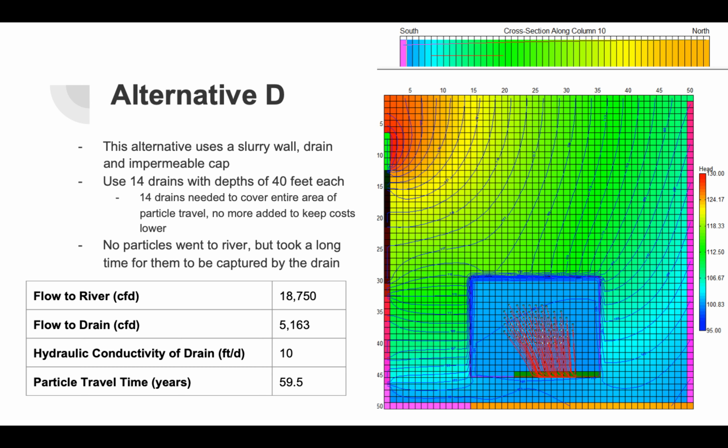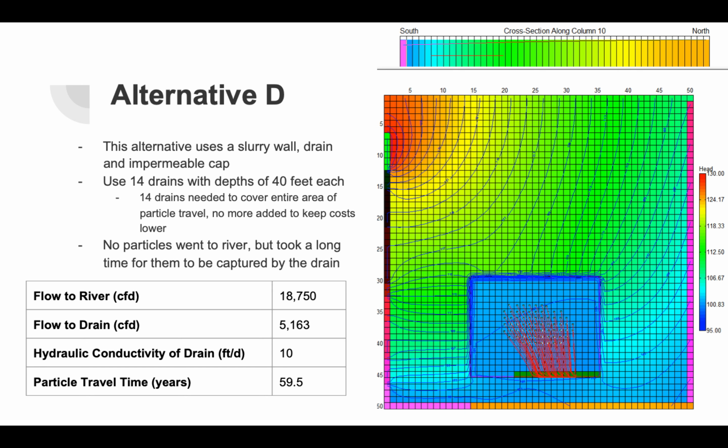So alternative D was to have the impermeable cap, the slurry wall as we've had, and then add 14 drains along the southwest corner of the landfill in the direction the particles are already flowing. We set the hydraulic conductivity of the drains to 10 feet per day. And as you can see, all the particles were captured by the drains, which was great. So we kind of achieved our goal with this alternative.